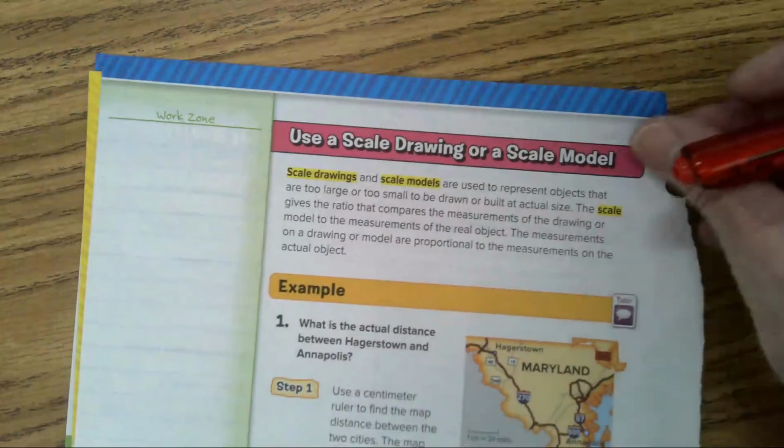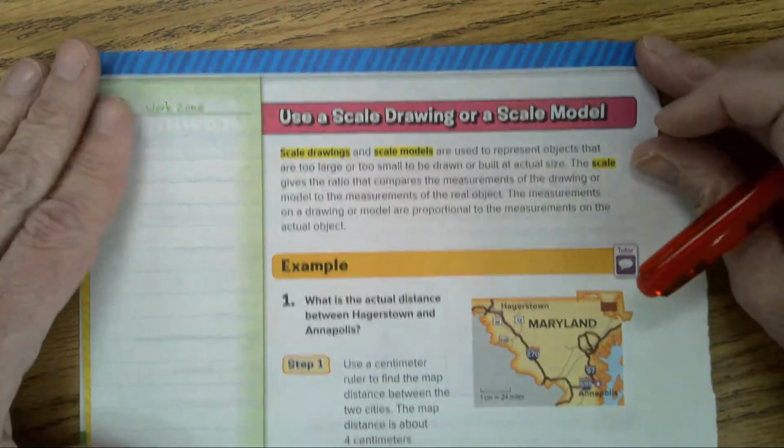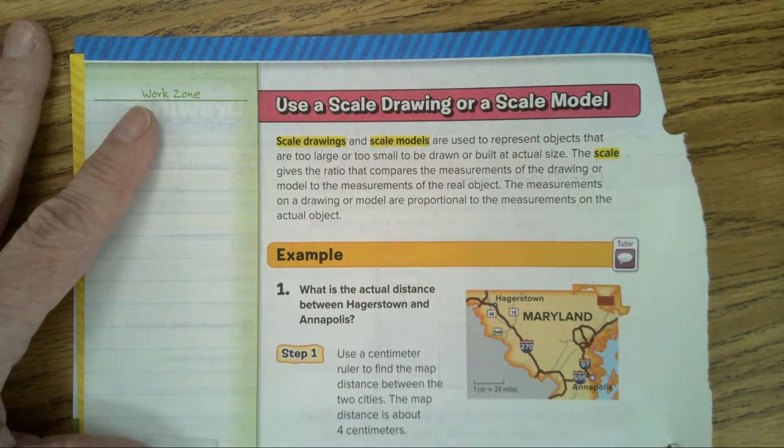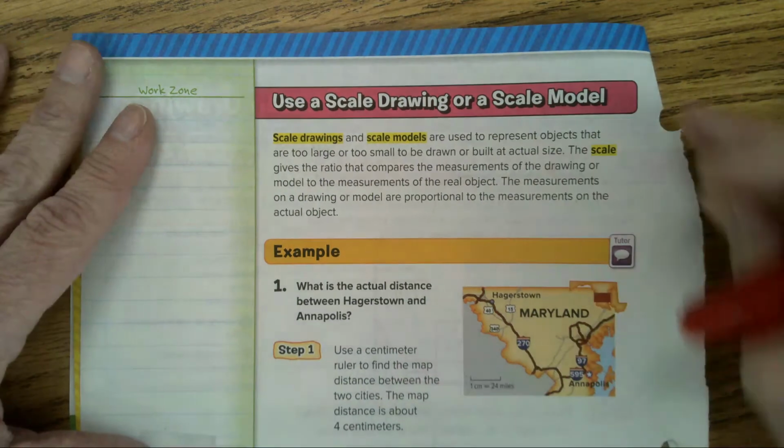Use a scale drawing or a scale model. Scale drawings and scale models are used to represent objects that are too large or too small to be drawn or built at actual size. The scale gives the ratio that compares the measurements of the drawing or model to the measurements of the real object. The measurements on a drawing or model are proportional, we like that word in Math 7, to the measurements on the actual object. Maps are proportional.